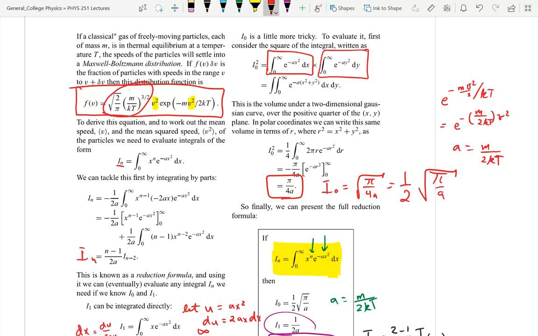Yes, because it is constant. But you can't just throw that stuff away. In the end, you have to substitute that in for B. I write B instead of putting square root 2 over pi, M over KT to the 3/2, 20 times. It's just a lot quicker to write B until I get to the end and then put it in.